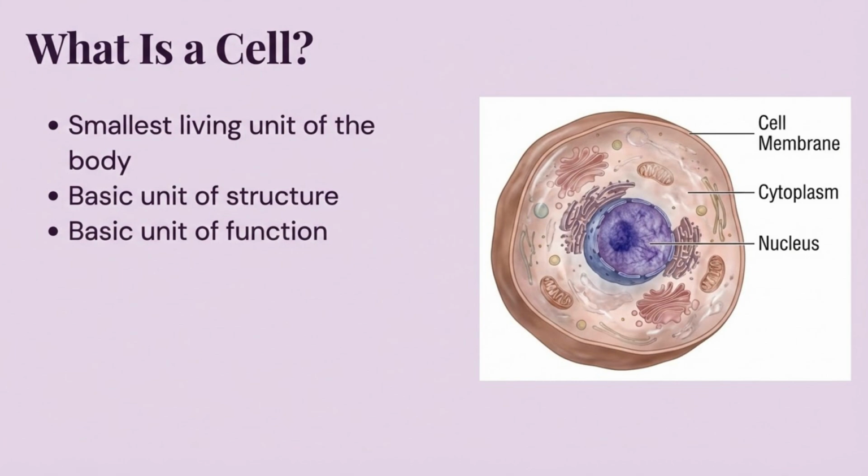A cell is the smallest living unit in the human body. It is considered the basic unit of structure because all tissues and organs are built from cells, and the basic unit of function because all vital processes of life occur at the cellular level. No matter how complex a body system is, it ultimately depends on the activity of its cells.